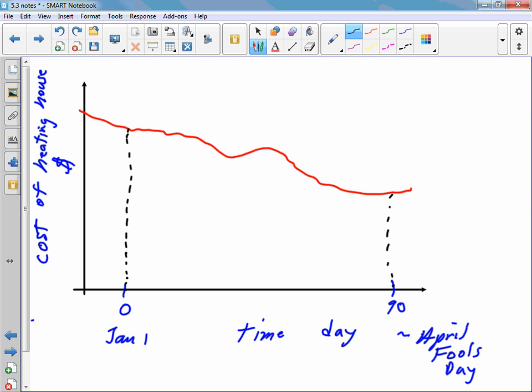Let's write a statement about this cost of heating your house. Okay, what would this be? Derica, I'm going to pick on you. Well, tell me what part you do know. Don't try to do it all at once. Do it a little bit at a time.